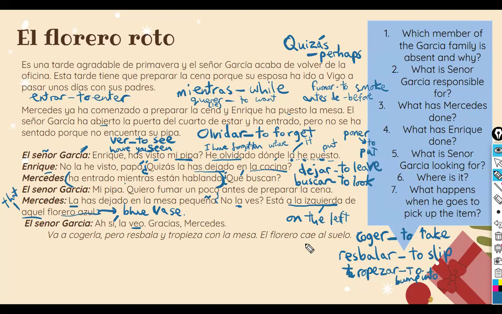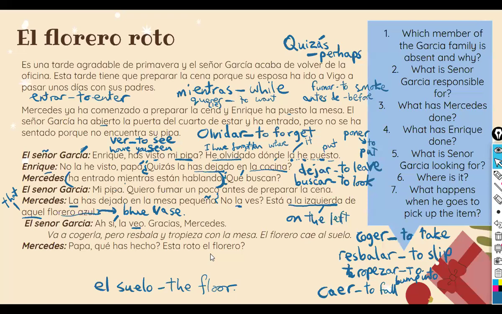right? The vase, caer al suelo, from caer, to fall, right? Al suelo. To the floor. El suelo is the floor, right? Right. And Mercedes says, and here's the last line. Ah, ¿qué has hecho? What have you done? So hecho from hacer, to do, right? Está roto el florero. Sorry, that was the second to last line.